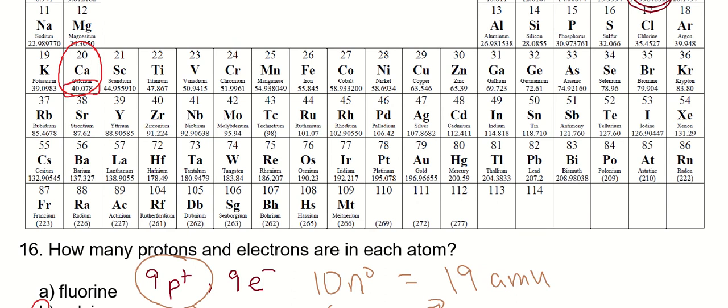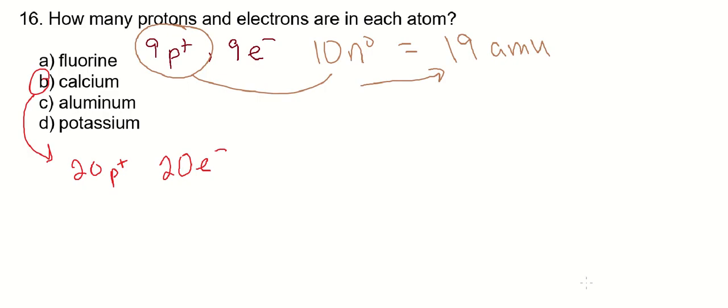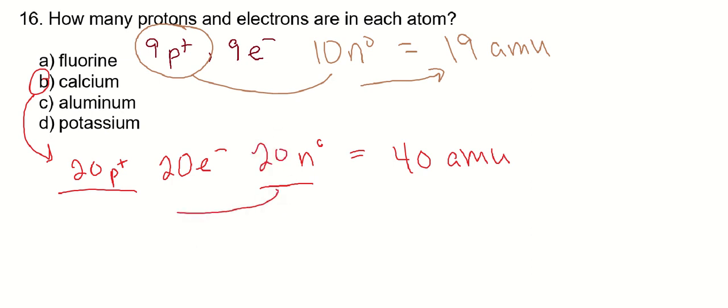Let's take a look at the mass. The mass of a calcium atom is 40. Again, the mass is made up of the protons and the neutrons. So how many neutrons do we have to give us a total mass of 40 AMU? So 20 plus 20, we must have 20 neutrons. Okay, 20 plus 20 gives us 40. Electrons have negligible mass.